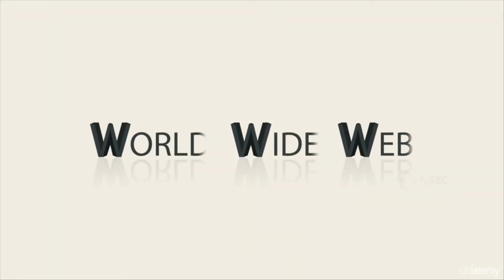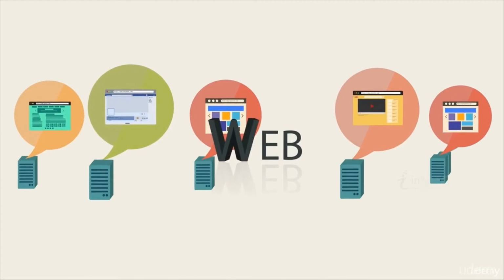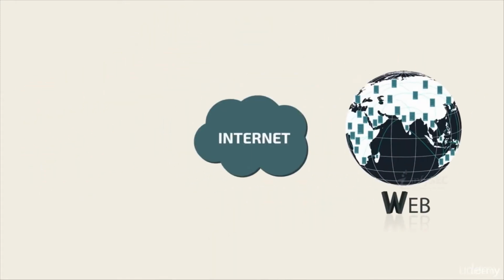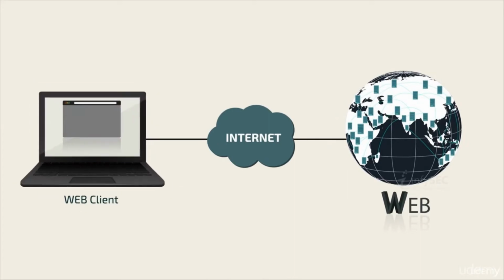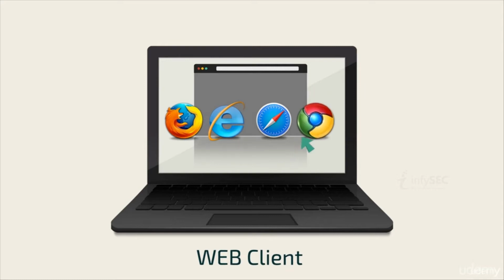WWW, World Wide Web, commonly known as the web, is a collection of electronic hypertext documents stored in a computer, linked together like a spider's web, which can be accessed via the internet. Let's take a live example to get an idea of how the web works. The web browser is a software program to access information from the web. For example, Firefox, Internet Explorer, Safari, Chrome, etc.